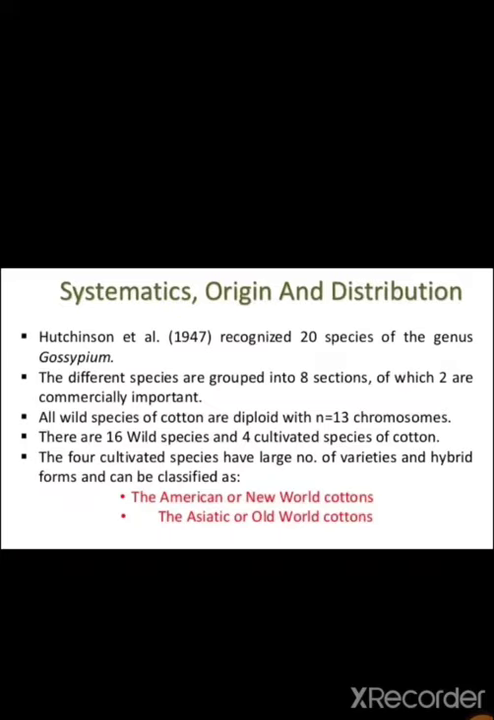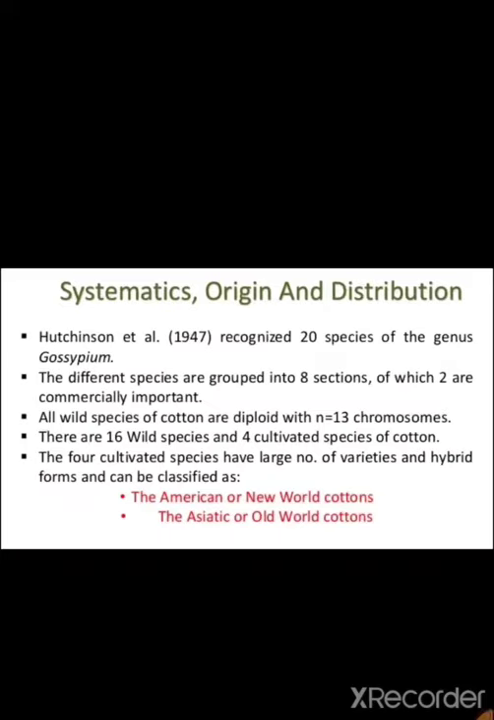Systematics, origin and distribution of cotton. Hutchinson recognized around 20 species of the genus Gossypium. The different species are grouped into 8 sections, of which 2 or more are of important commercial value. All wild species of cotton are diploid with 13 chromosomes. There are 16 wild species and 4 cultivated species of cotton.